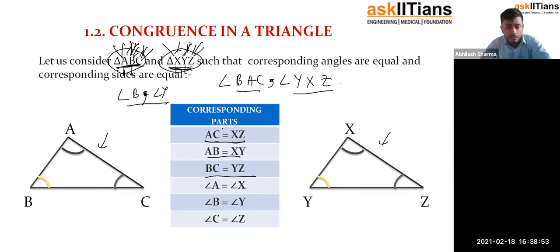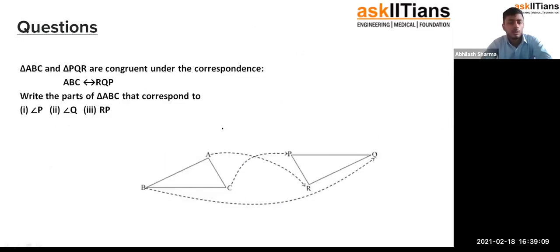Angle, now BC equal to YZ, right? Now what about angle A? Angle A and angle X are corresponding parts which will be equal in case of congruent triangles. Similarly, angle B and angle Y are equal, angle C and angle Z are equal. So that's pretty much what we were trying to point out.